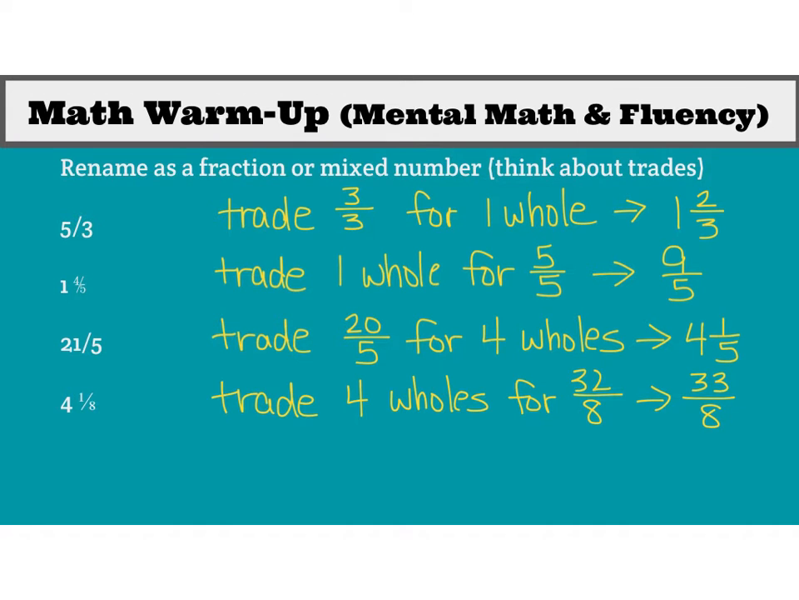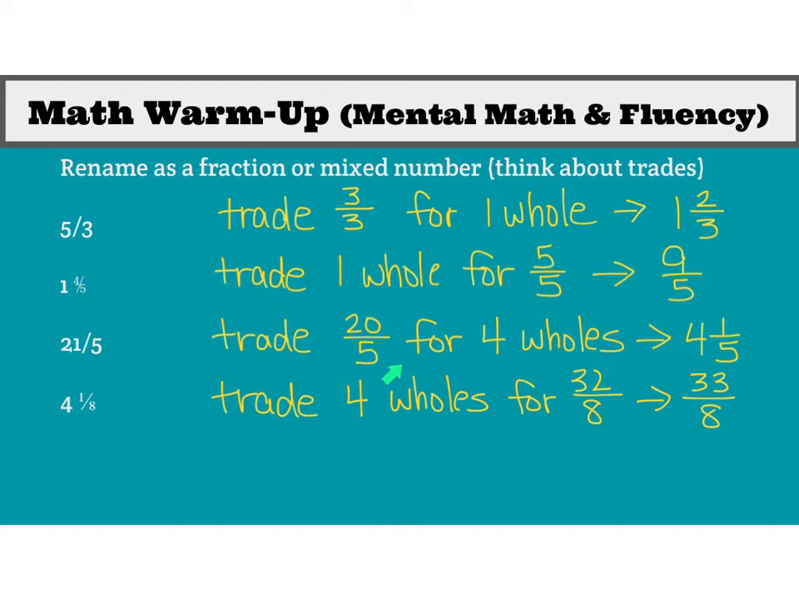Okay, so let's see how we did here. So for 5/3, I traded 3/3 for 1 whole, which gives me 1 2/3. Did you do the same thing? All right, let's take a look at the second one. 1 4/5. I traded 1 whole for 5/5. And then, of course, you take that 5/5 and add it to the 4/5 that's already there, and you get 9/5.